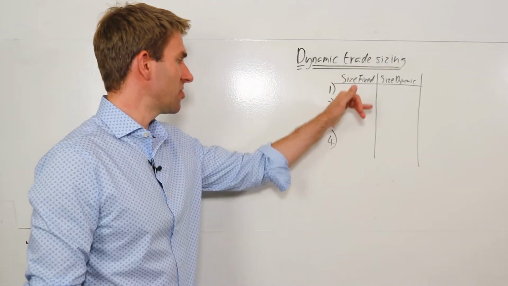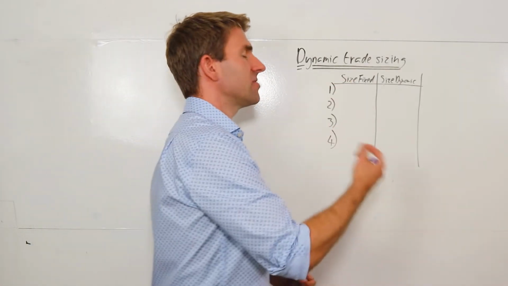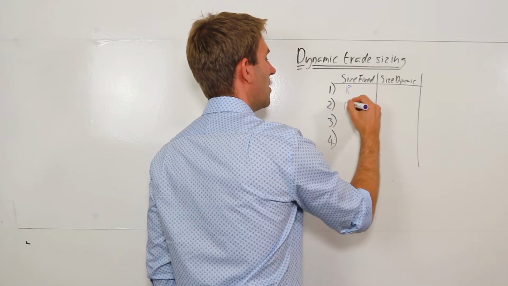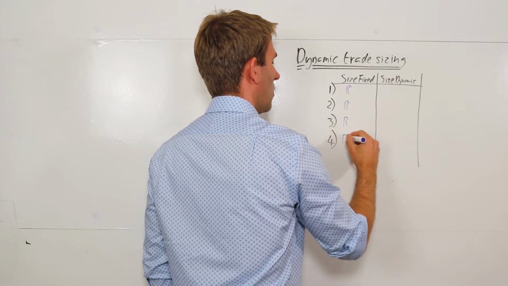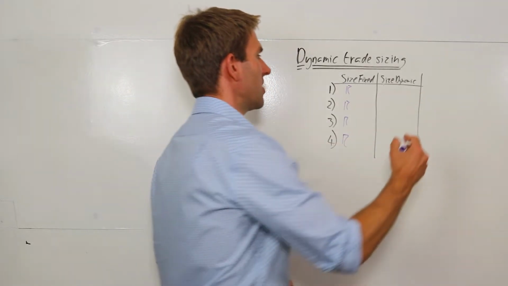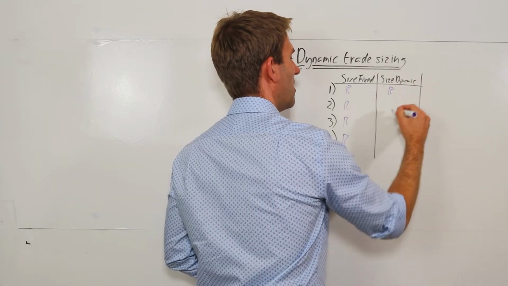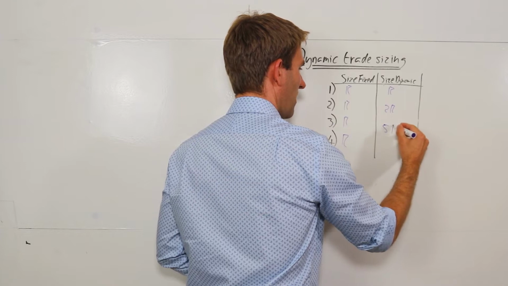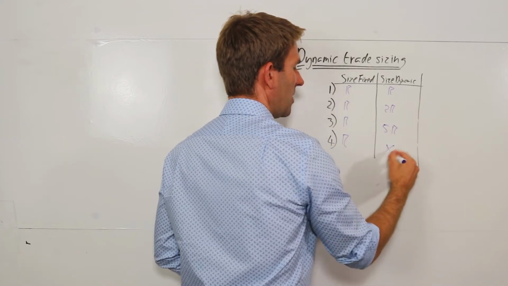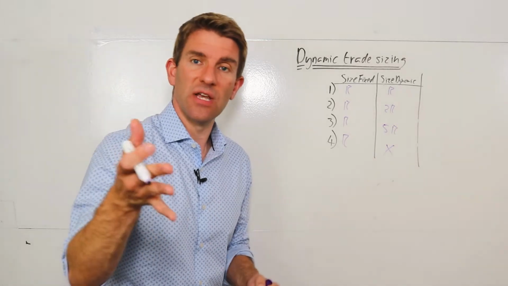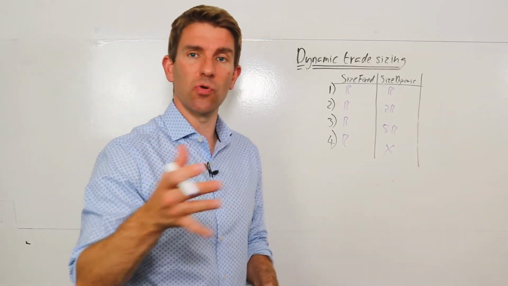So imagine this, 4 trades. The size fixed column would be, hey, I'm just going to risk 1R, 1R, 1R, 1R. Now the size dynamic guy might say, okay, I'm going to risk 1R here, I'm going to risk 2R here, I'm going to risk 5R here, and I might not even take that trade. And you go, well, how are they making this decision? This is when it comes into grading your trades.